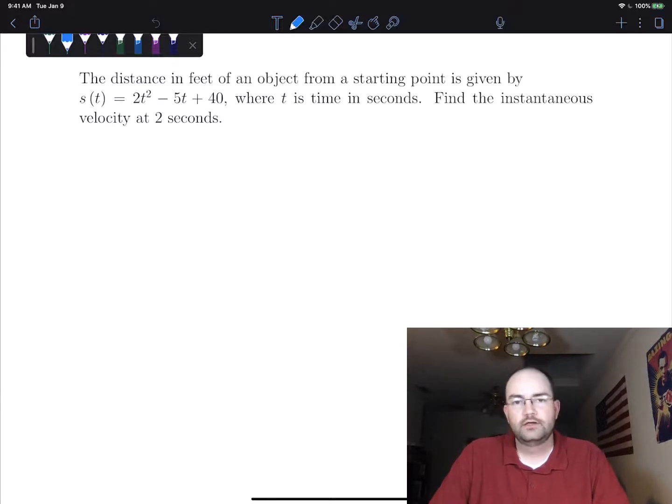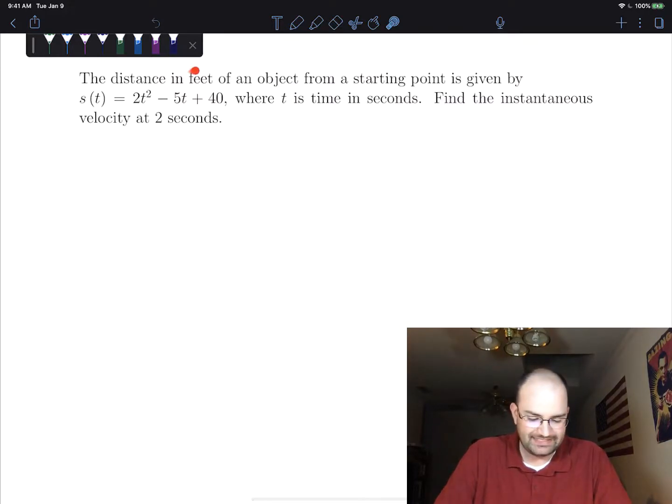Hello. In this video, we're going to go ahead and look at an application. In fact, it is the same application that we just saw in the previous video. The distance in feet of an object from a starting point is given by s of t equals 2t squared minus 5t plus 40, where t is time in seconds. Find the instantaneous velocity at 2 seconds.